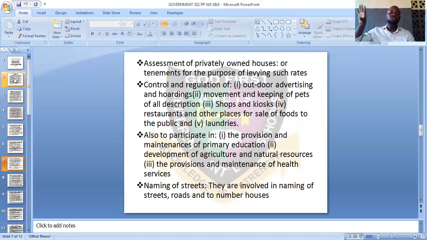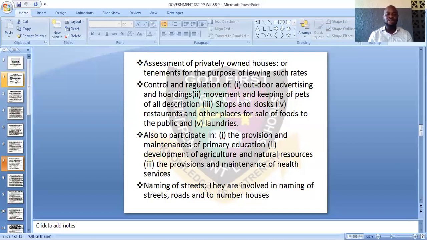There's also what we call outdoor advertisement. That means when you have that placard, that board that every shop always has, if you want to display something like that, you have to pay a particular amount, because it is called an outdoor advertisement. For shops and kiosks, you also pay, and the money goes to the local government. Restaurants and other places for sales of food to the public, and also laundries, that is laundry houses, laundry shops, they also pay taxes to the local government.